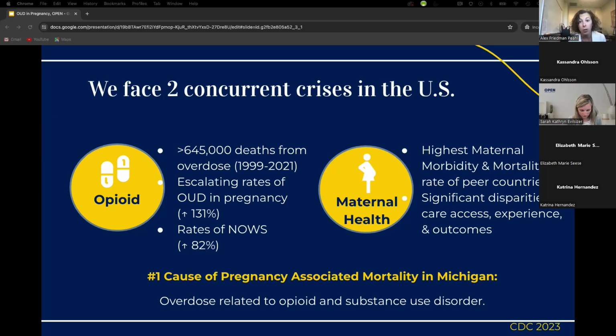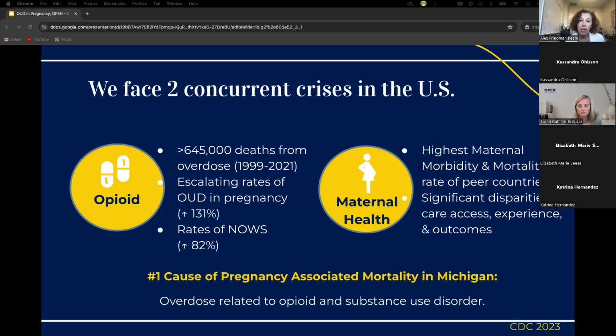Simultaneously, we face a maternal morbidity and mortality crisis in the US. Birthing people today are more likely to die in the pregnancy episode than their mothers, and half of those deaths are occurring postpartum. We also see significant inequities in access, experience, and outcomes, particularly for groups that have been historically marginalized by race, racism, and socioeconomic status.